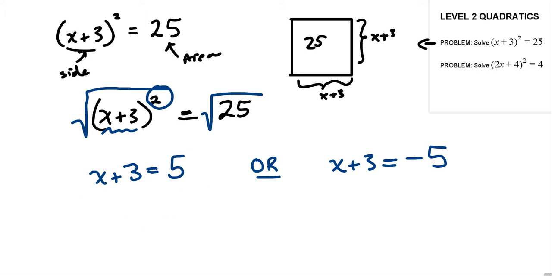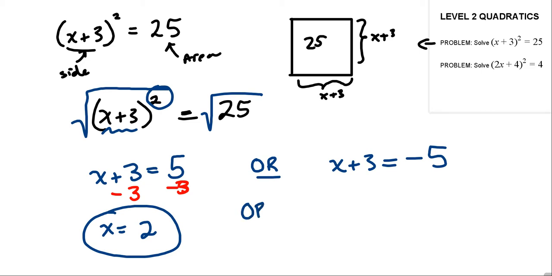Currently, x has a plus 3. Well, what plus 3 equals 5? If we undo this, we take away 3 from this side. X equals 2. That's one answer.